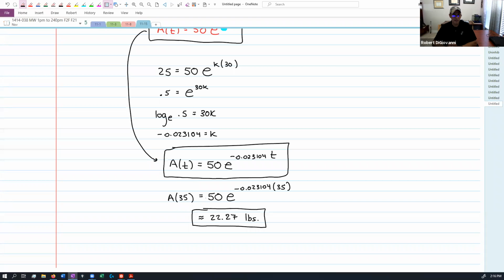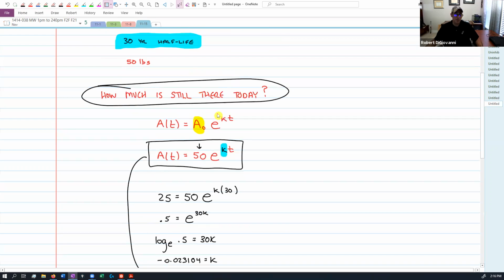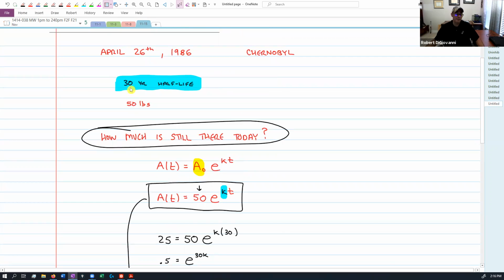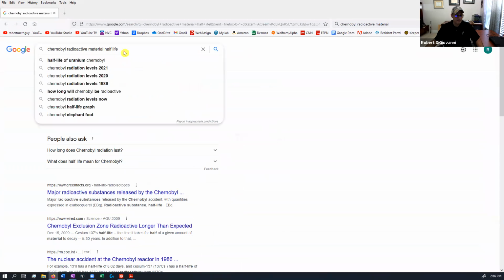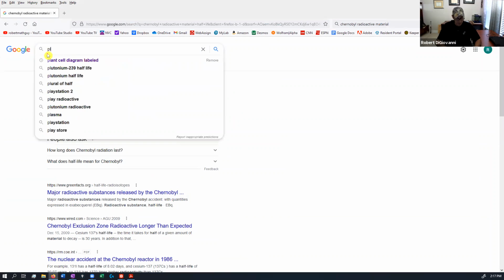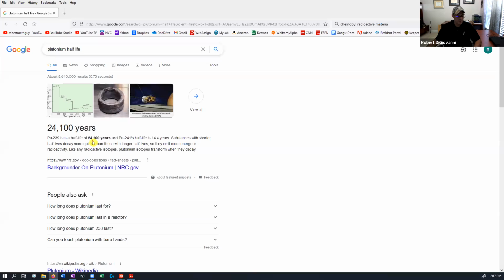Right? That's what makes radioactive materials so bad, is that it just takes a long time for it to get to a point where it's safe to be around. And this 30 years is a very, very short amount. That's a very short half-life. Okay, very short. When you look at other materials that are radioactive, like plutonium, half-life, 24,000 years for plutonium. That's a long time for half of it to go away, right?